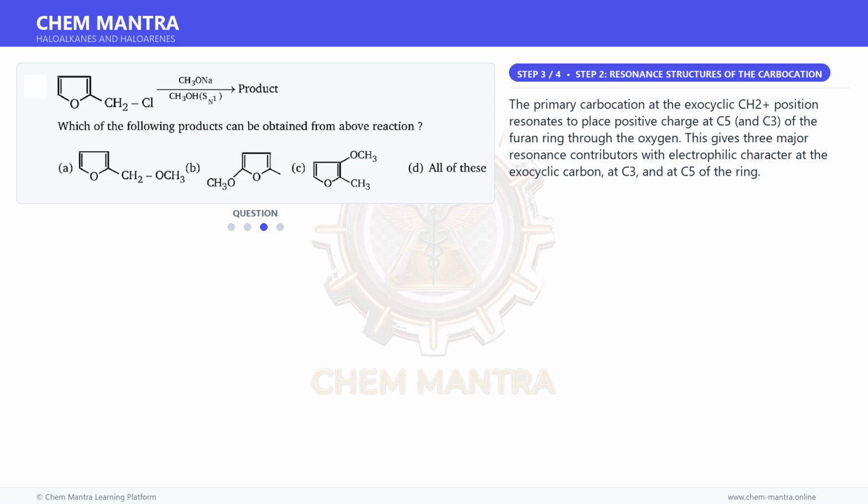Moving on to the next step. The primary carbocation at the exocyclic CH2+ position resonates to place positive charge at C5 and C3 of the furan ring through the oxygen. This gives three major resonance contributors with electrophilic character at the exocyclic carbon, at C3 and at C5 of the ring.